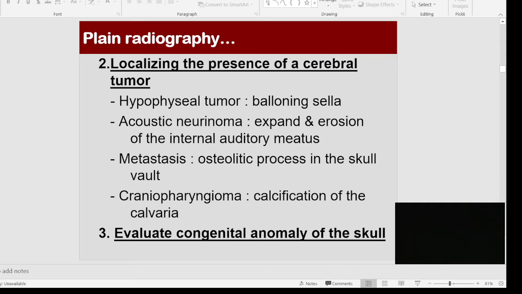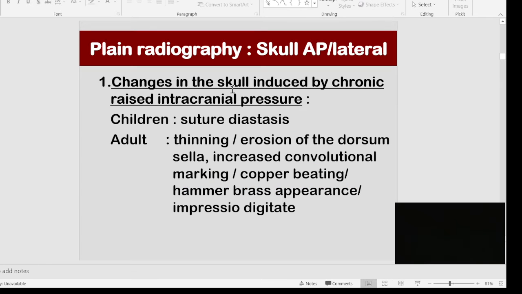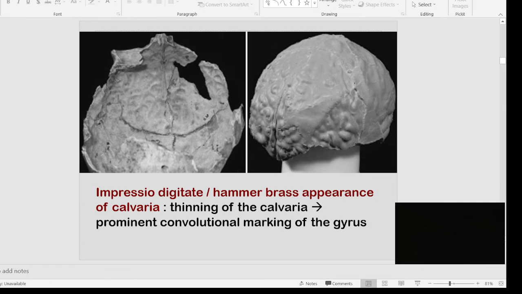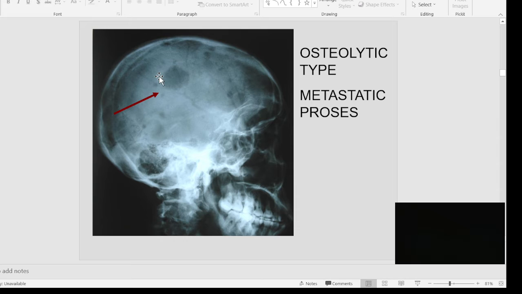In plain radiograph, you can look for changes in the skull induced by chronic raised intracranial pressure. This is one example, which you can see in the skull. Number two, you can use it for localizing the presence of a cerebral tumor. You could see the tumor within the brain, such as a swelling. Then you evaluate the congenital anomaly of the skull. Here is an example.